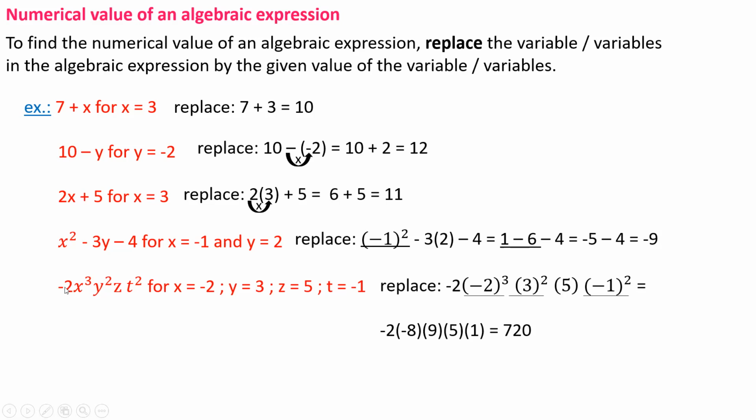Now we have minus 2x cubed y squared z t squared. Here we have 4 variables. So for each variable, we will be given a value, and we replace in the given algebraic expression. After we calculate, we get the answer, which is 720. Please apply these exercises and practice them on draft well to understand how we get the numerical value of an algebraic expression.